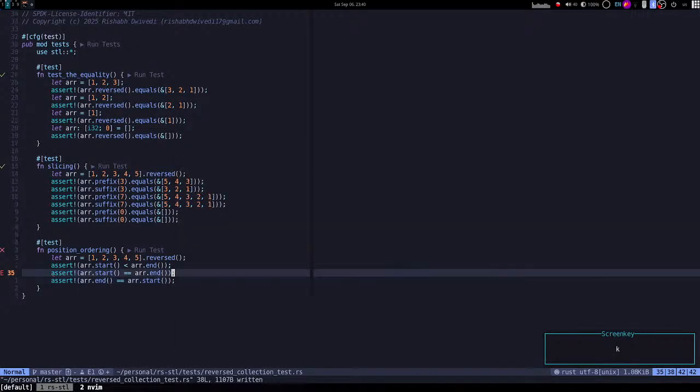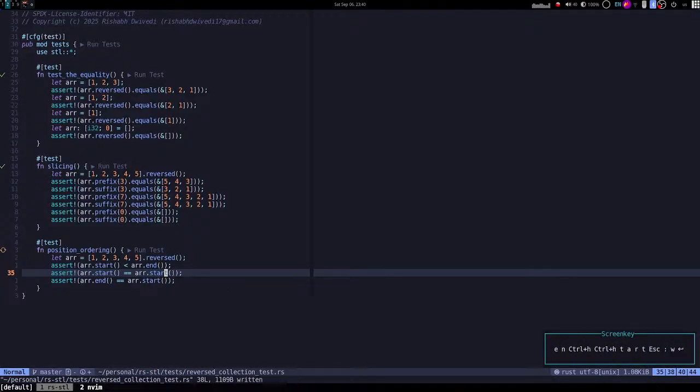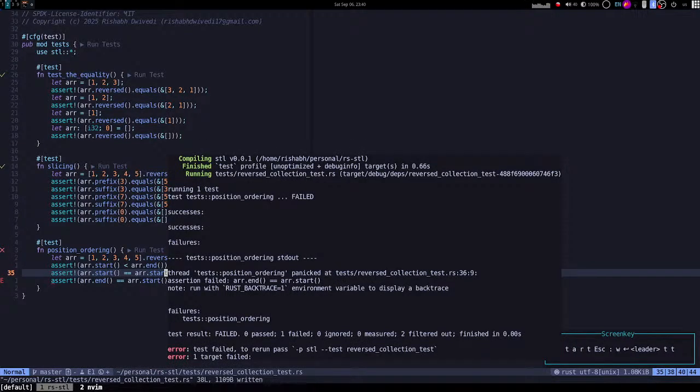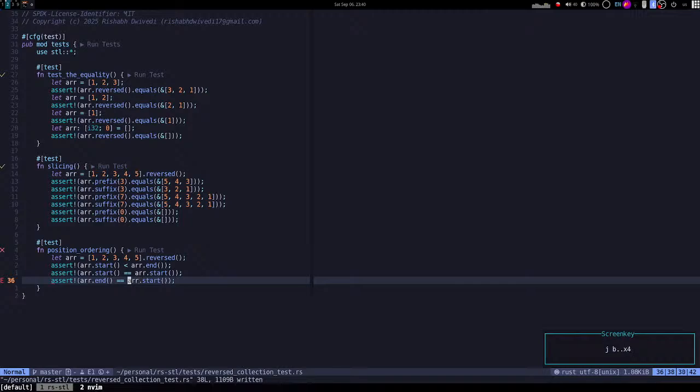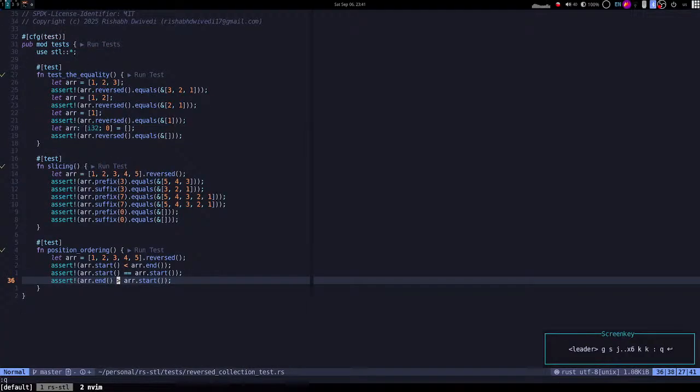Wait a minute. Okay, because this is end, it should be start, and this again does not work. Wait a minute. Okay, because this thing, and yes, the positioning should be like this only. So the ordering of the position should be inverted, and that's it. This is something I like.